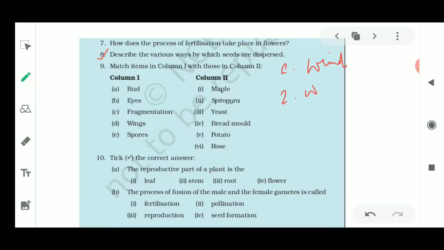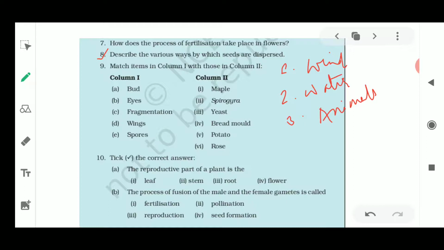Okay, second will be water and the third is the animals. Dispersal by animals. Now in this, some of the seeds have spines. Why animals? These animals' bodies will have hair on them and the seeds will have certain spines on them. Once the seed has a spine-like structure, what happens? It is going to stick onto the body hair of the animals.